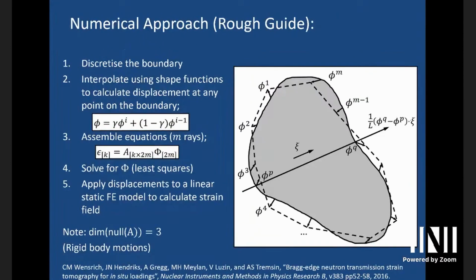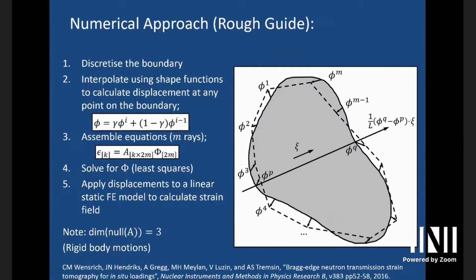So the super rough numerical approach to that is to essentially just discretize the boundary. We don't care what's going on inside. And the boundary is discretized as a set of points, and between the points, we can put shape functions in or whatever you like. And essentially, if this boundary displacement is phi, each ray is just phi out minus phi in, dot product with the unit vector in the direction of the ray. And essentially, we just assemble a huge system of equations from that and solve them using least squares.